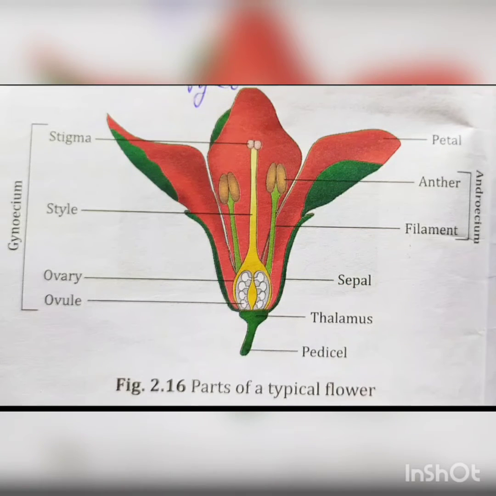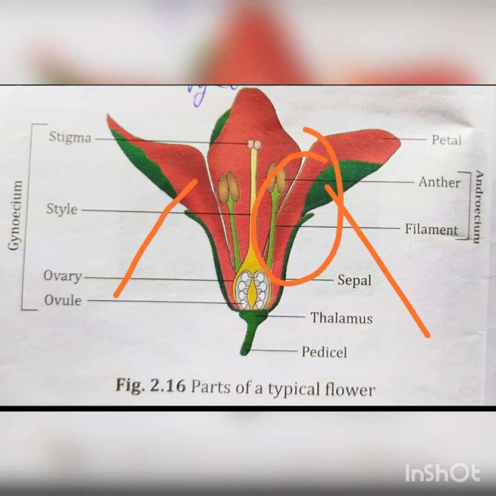A typical flower consists of 4 whorls: the calyx or sepals, the corolla or the petals, androecium, that is the male part, and the gynoecium, which is the female part of the plant. All the 4 whorls are arranged on a flattened tip called thalamus. The thalamus is attached to the main stem by means of a stalk called pedicel.